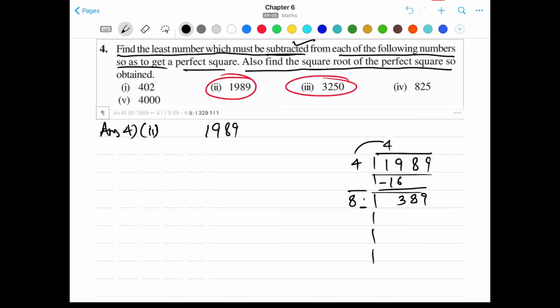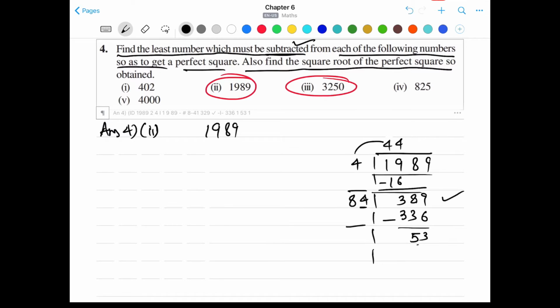Now we have to think of a digit so that when this two-digit number is multiplied by that digit, we get a number either equal to or less than 389. Clearly that digit will be 4. When you multiply 84 into 4, you will get 336, and when you subtract, you get the remainder 53. If you go ahead, you have to add 4 to 84 and you will get 88 here, and whatever digit you take there, the product will be bigger than this number, so we will not move ahead. We have to stop here. That means 53 is our remainder.